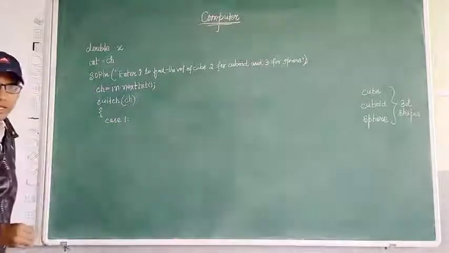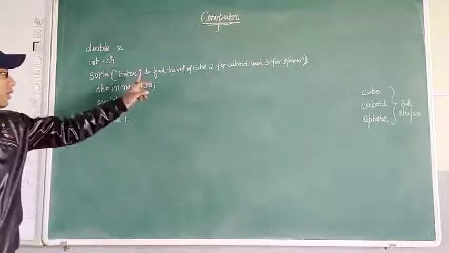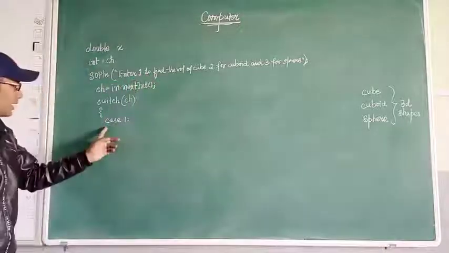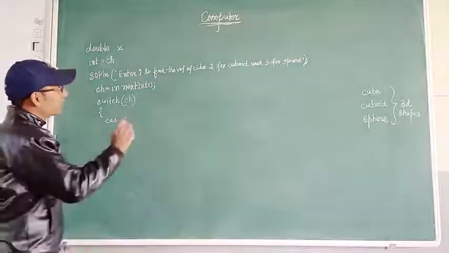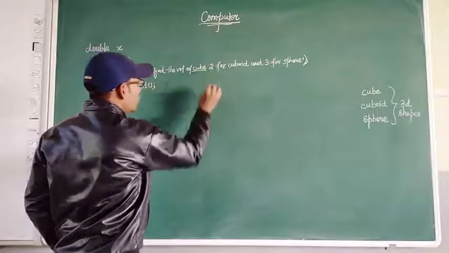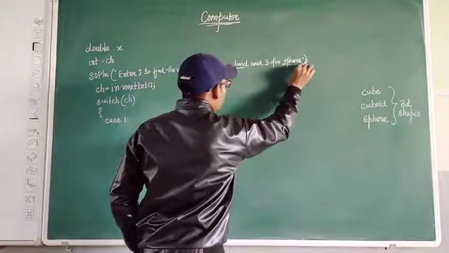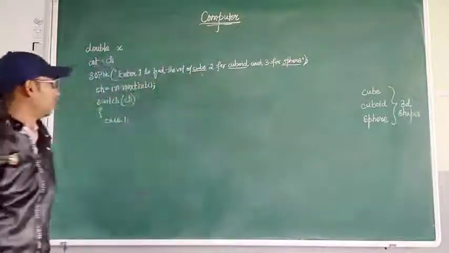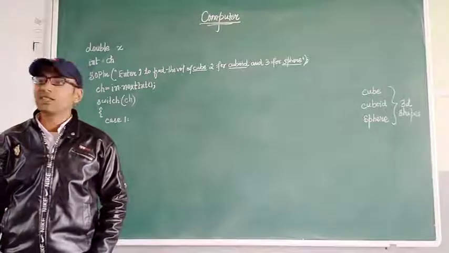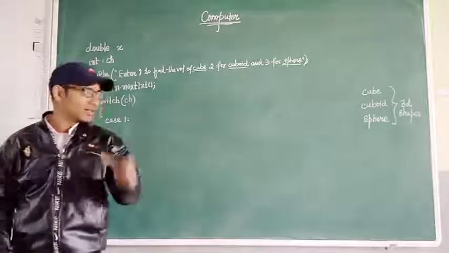Case 1, right? Why? Because the user is going to enter either 1 or 2 or 3. So case 1 is dealing with the cube. Case 2 is dealing with the cuboid and 3 for the sphere. Okay, cube. To find out the volume of a cube, what are the necessities? What is required? Only the side.